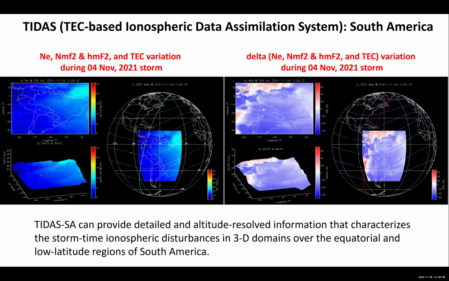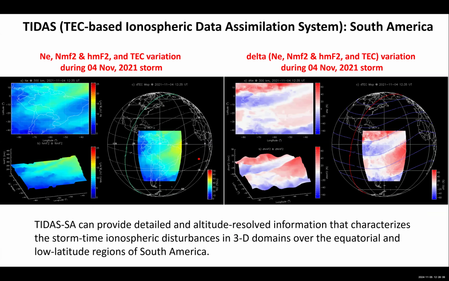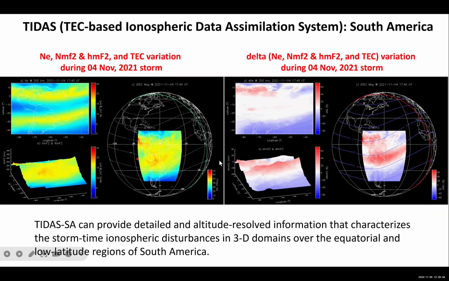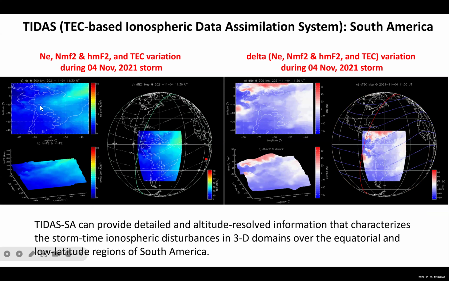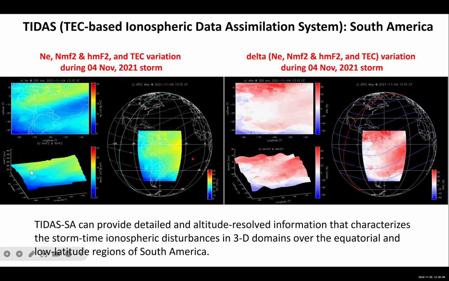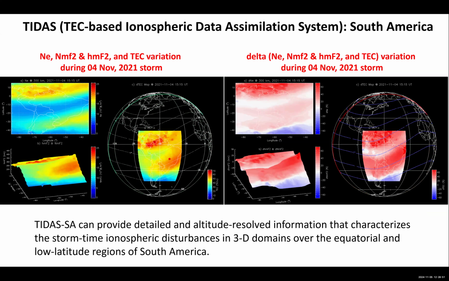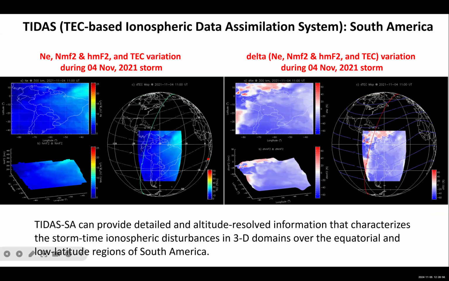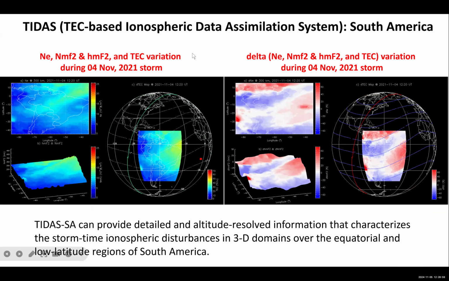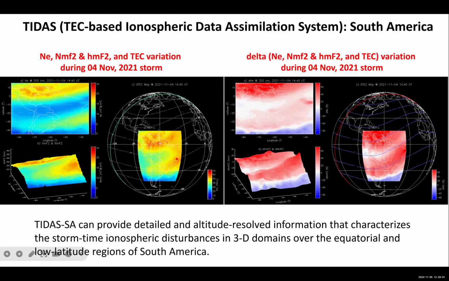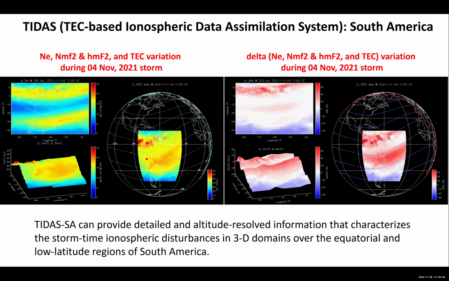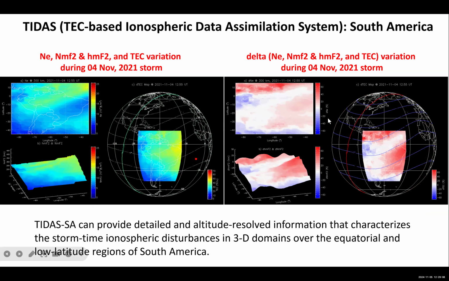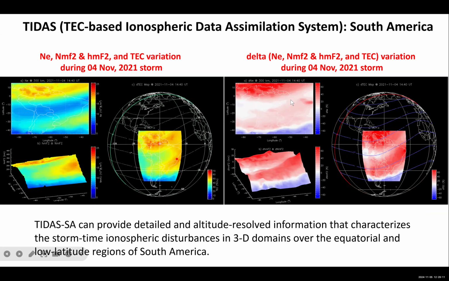Here I show another example. That's a storm event that occurred on November 4th, 2021. In the left panels, we show the electron density F2 region peak height, peak density, and total electron content during the storm day. And in the right panels, we show the delta values, where we subtract the quiet time reference from the storm values. So we got the delta values, and we can see the variation of the electron density.